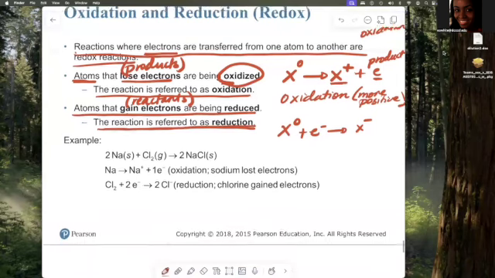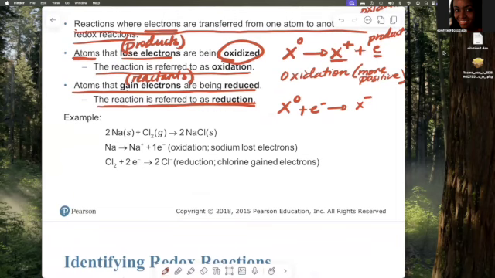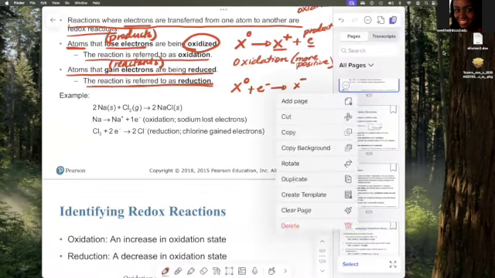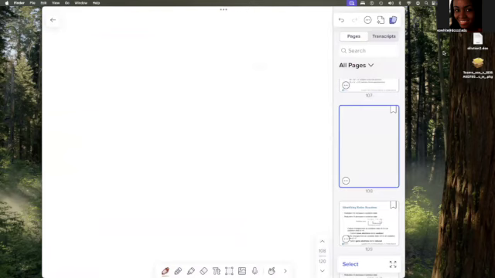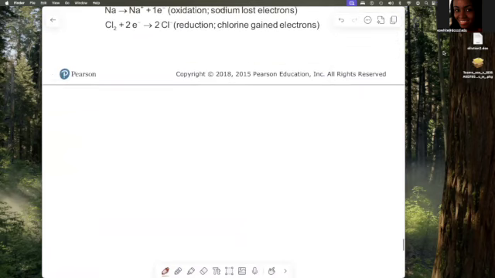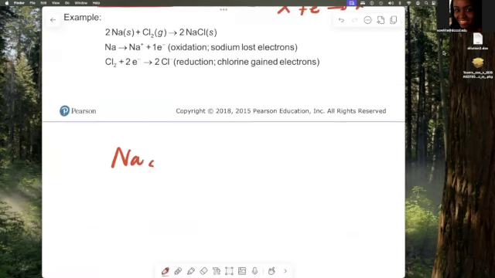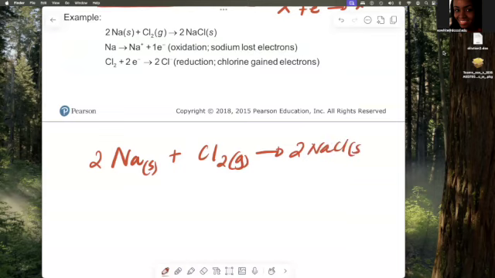So we have an example given to us here. Let me go ahead and, as usual, add a page. That way I have more room to write. I'm getting a little bit better at this again since I've been making a lot more videos lately. So let's say we have sodium, right? An element, sodium solid. We got two of those. And this is reacting with chlorine gas to form 2 sodium chloride solid, okay?